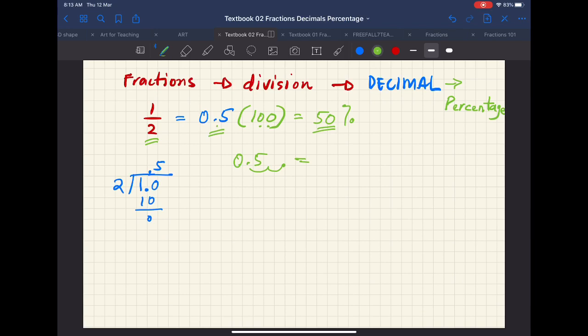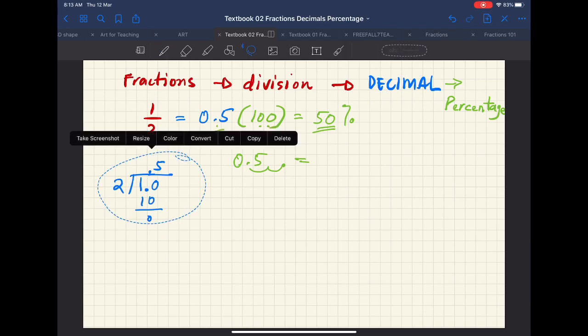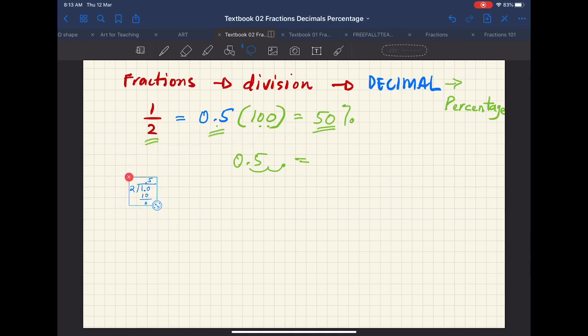Okay? That's it. So let me just resize this and so we can move. Now, how do we do the opposite? Okay? So to do the opposite, we just have to reverse engineer. So now let's try 50%. Okay? So we have 50%. How do I make 50% back into a decimal? So if I multiplied it by 100, I need to divide it by 100.